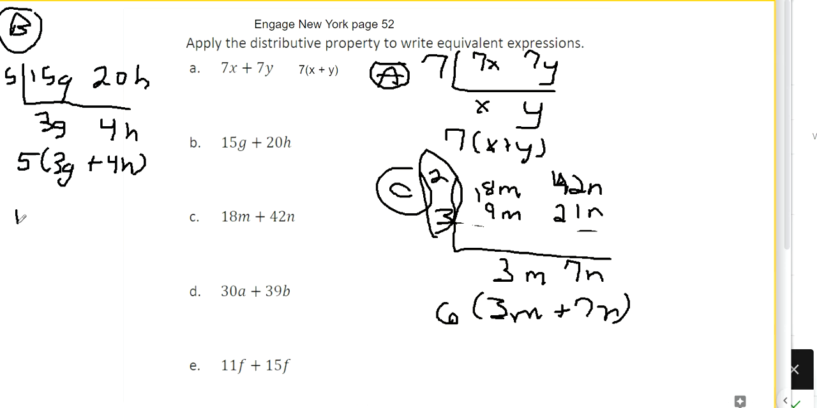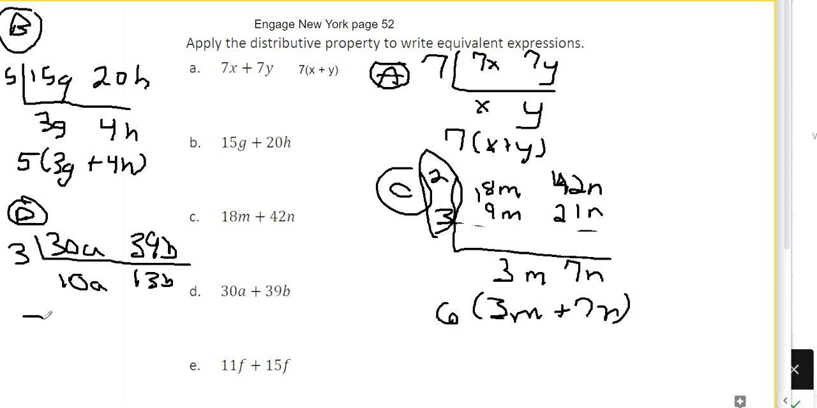Okay, so I'm going to do D over here. You have 30a and 39b. I'm thinking what number goes into both? Well, that's a 3. So 30 divided by 3 is going to be 10a. 39 divided by 3 is 13b. Well, that's as far as you can go, so that's going to be the end of it. So you're going to have a 3 and then (10a plus 13b). Okay, then I'm going to pause it for a second and get the rest of them on the board.